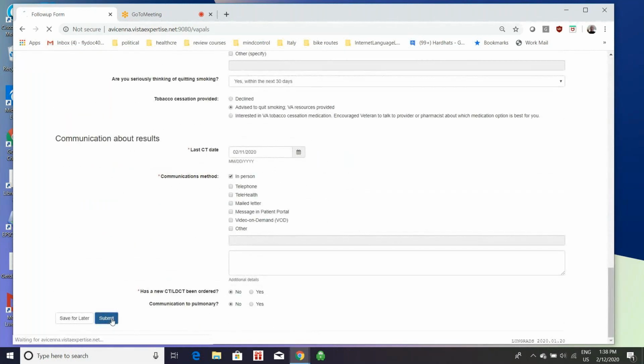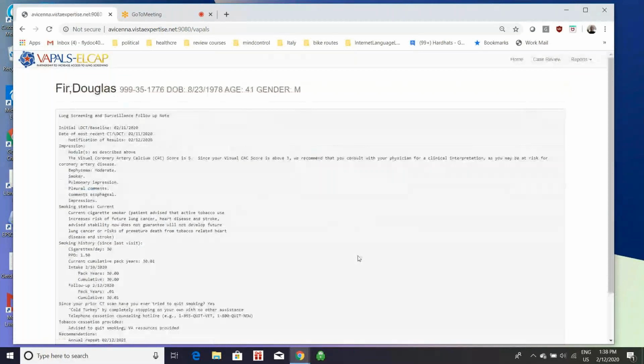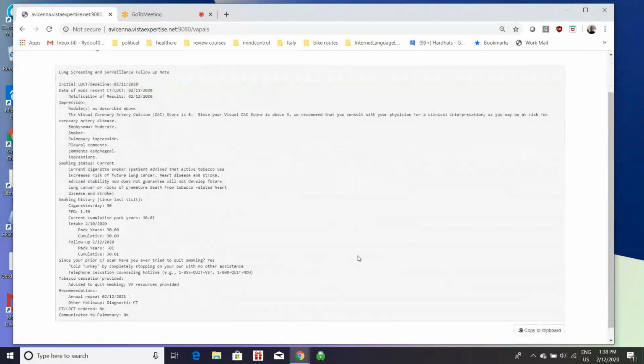Let me just go back to the case review. Okay. See, you can't submit. You don't get two notes. Look, this one already exists. So yeah, you only get one note from a follow-up form. That's it. And if you try to make another one, it gives you this error message. And there's the note. So it's this one right below it. Yeah, yep, exactly. My bad. That's the note. It gives you the date and the whole thing.